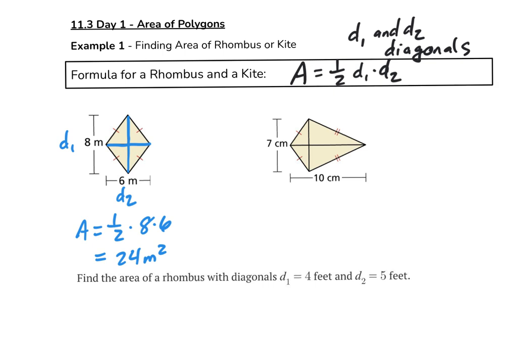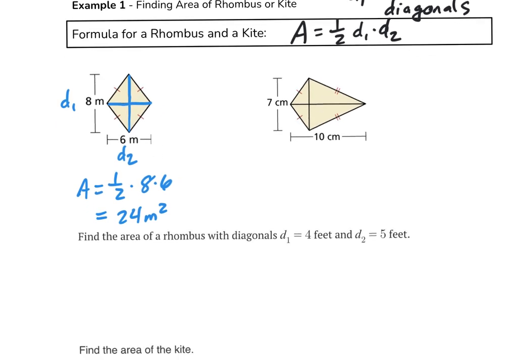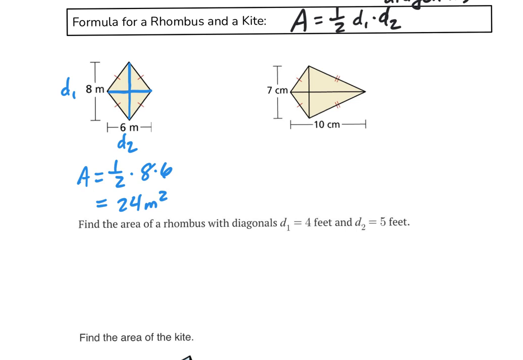Okay. So you could do it a couple of different ways. You could do 8 times 6 and then take half of it. You could do half of 8 and then multiply it by 6. But it is not a distributive type problem like we've seen sometimes. Okay, this one here, not really any different. Doesn't matter which one you label as D1 and which one you label as D2. If I labeled 10 as D1 and 7 as D2, then that would be perfectly fine as well. Those are my two diagonals though. So 1/2 times 7 times 10, and then that would be 35 centimeters squared.